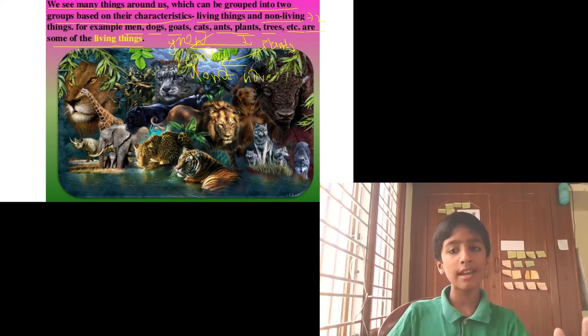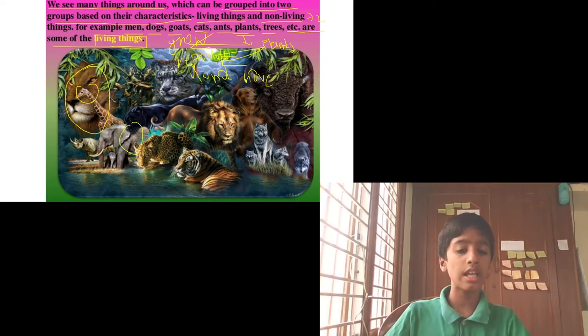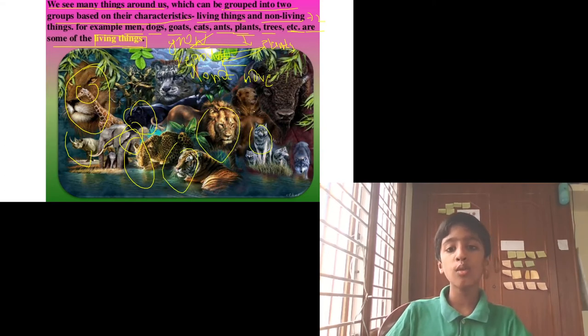So they have the two properties. That's why they are called living things. Okay, don't get confused. These are the living things like lion, giraffe, elephant, black panther, hippopotamus, cheetah, tiger, wolf, dog, and white tiger.